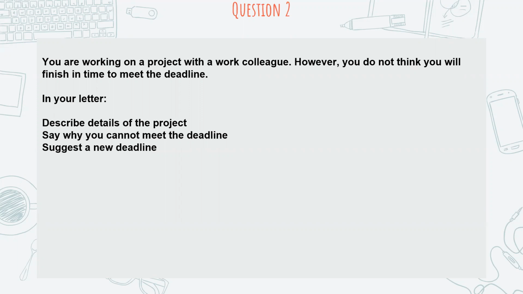However, you don't think you will finish in time to meet the deadline. So I'm working on a project with a colleague, and I will not be able to finish in time. I will not be able to meet the deadline. In your letter, describe details of the project. Say why you can't meet the deadline. Suggest a new deadline. We said that in order to achieve a high mark on task achievement, you need to address or talk about the 3 bullet point directives. Preferably, you need to use 1 paragraph for each one of them.